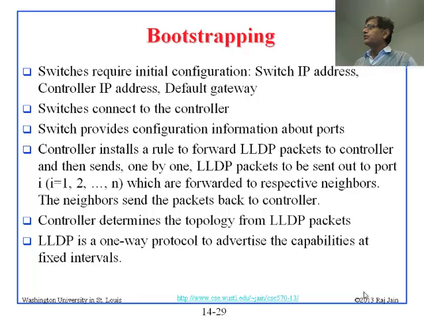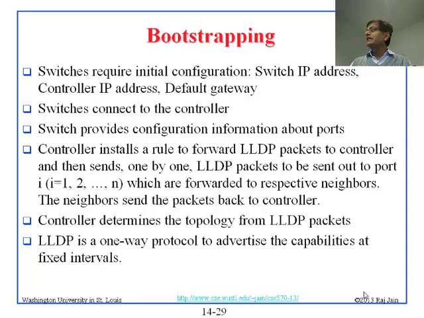Controller starts a rule to forward LLDP packets to the controller. So every switch has this rule that if you get any LLDP packets, please send it to me. And then it sends LLDP packets one by one to be sent out to the port i equal to 1 through n. So it finds out that you have 4 ports. It sends you 4 LLDP packets. It says send this to port 1, send it to port 2, send it to port 3, send it to port 4. And so obviously the switch does that.